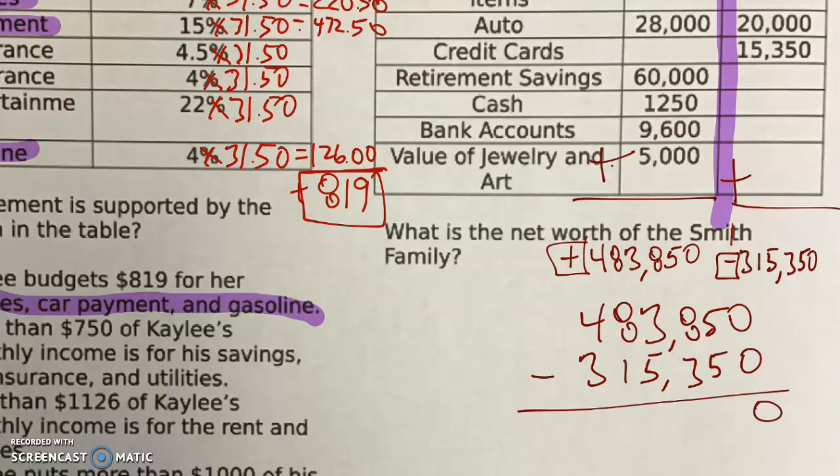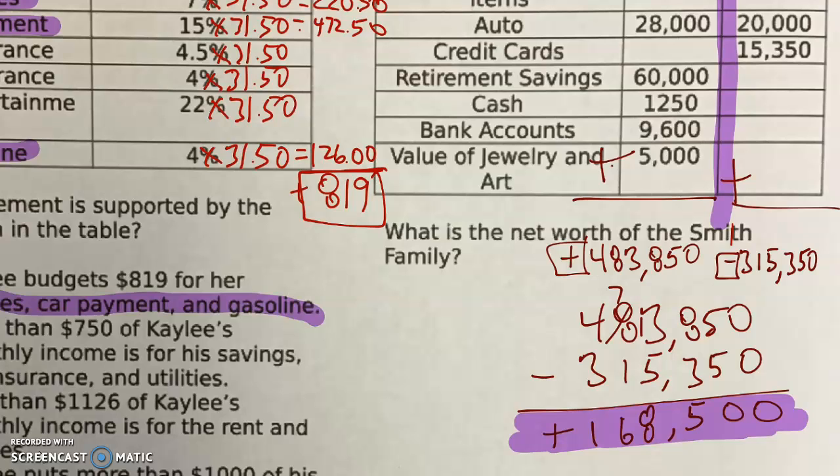And we'll just subtract 0, 0, 8, and 3 is 5. I'll put my comma there just to help me out. I'm going to borrow 7. 13 minus 5 is 8. 7 minus 1 is 6. And 4 minus 3 is 1. So they are in the positive of $168,000.